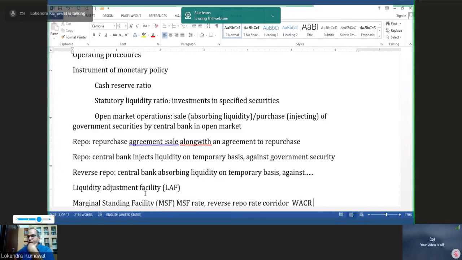In order to counter these pressures, the central bank intervenes in the market and buys excess foreign exchange. But as the central bank is buying excess foreign exchange in the market, it is releasing Indian liquidity into the market, as a result of which money supply rises.